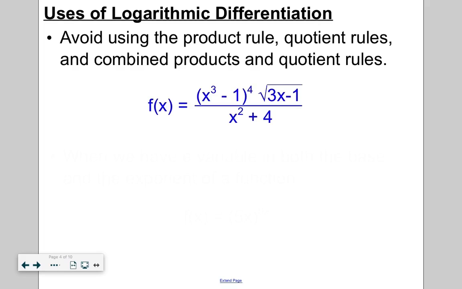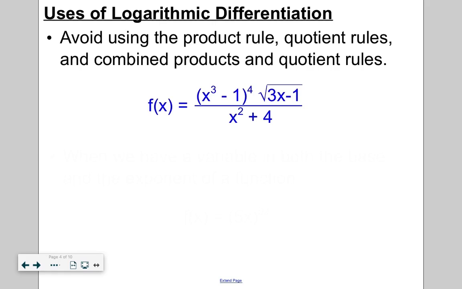So if we want to take the derivative of the quantity x cubed minus 1 to the fourth times the square root of 3x minus 1, all over x squared plus 4. That is a chain rule and a product rule and another chain rule all rolled into a quotient rule, so that is a lot of work right there. So we could use logarithmic differentiation here to simplify that process down. It might be a little bit more work, as in more steps, but the process will be simpler than having to use the multiple chain rules in the product rule and the quotient rule.